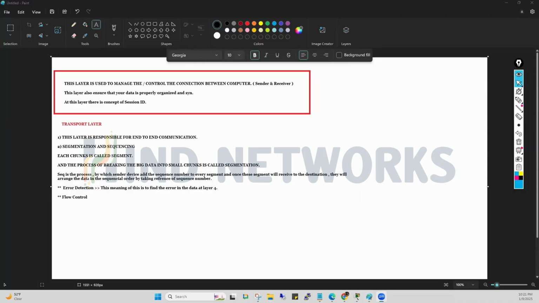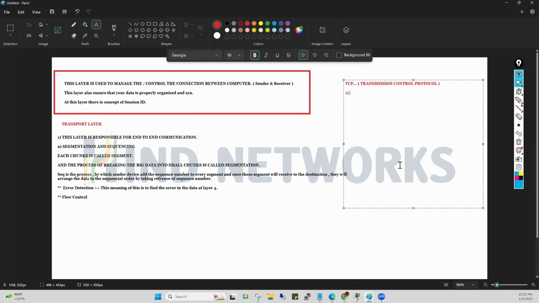Okay. Now, I told you at the transport layer, there are 2 types of protocol. One is called TCP and the second one is called UDP. Clear? The most important thing I'm trying to explain to you is about TCP. Please focus here, guys. TCP stands for transmission control protocol.